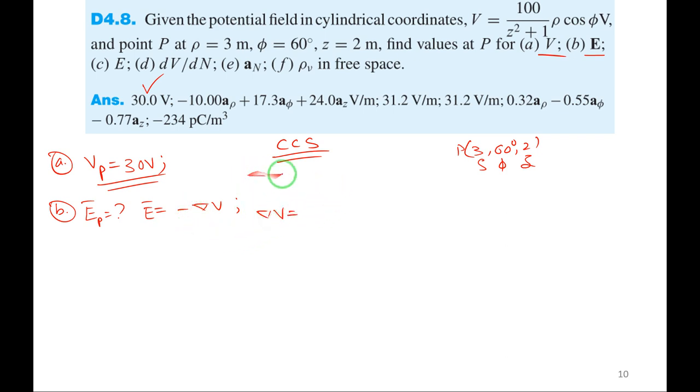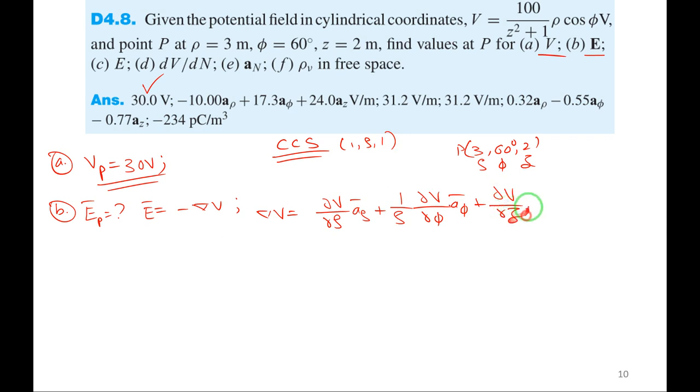First write down the formulas. What are the scale factors? H1, H2, H3 are the scale factors in the cylindrical coordinate system. So the formula is: 1 by 1, the scale factor, dou V by dou rho into A rho. Next, the second scale factor is 1 by rho, then dou V by dou phi into A phi. Then the third scale factor is 1 by 1, then dou V by dou Z into Az.